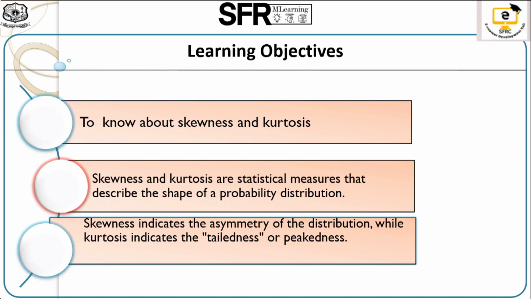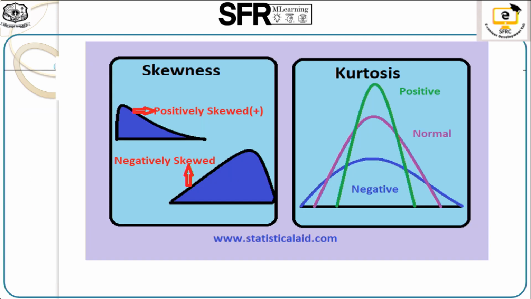Skewness describes the asymmetry of the distribution, and kurtosis gives the explanation about the peakedness of the given curve. Here we give skewness and kurtosis in pictorial representation. First one is skewness. When the skewness is positive, the curve will be right-tailed, and if the skewness is negative, it will be a left-tailed distribution.